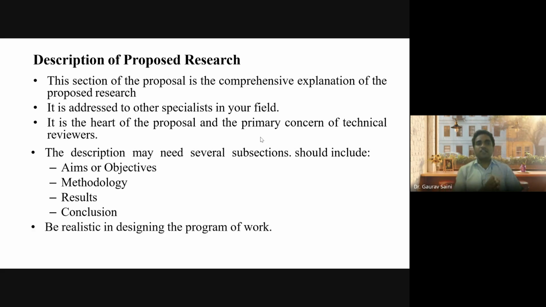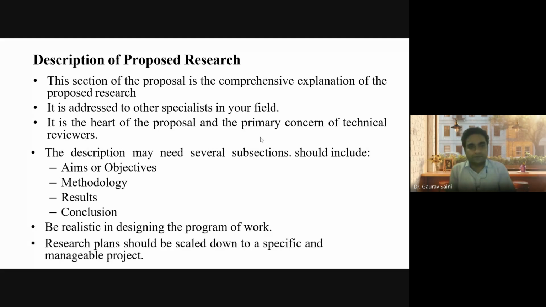Once you are trying to describe your proposal, you should be realistic. You should not be imaginary in it. You should design a realistic program for your work. The methodology should be such that you can follow it. It should not be so strict that you cannot follow the methodology. Your budget should be such that you can use it effectively when you are trying to cover the objectives of the project.